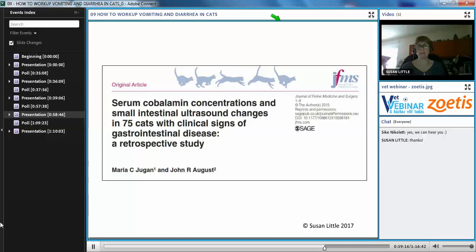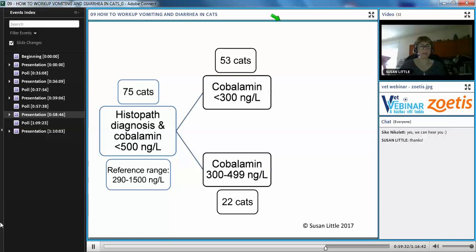So they had 75 cats with chronic gastrointestinal signs, vomiting and diarrhea, and these 75 cats all had serum cobalamin levels done. They all had abdominal ultrasound done, and they all had a biopsy diagnosis. So it's really interesting information.